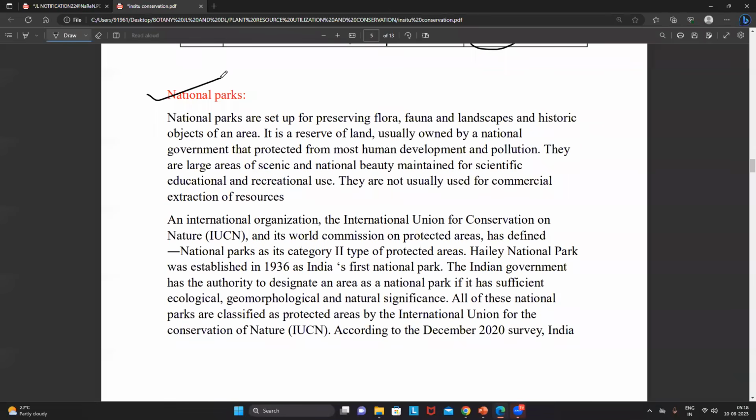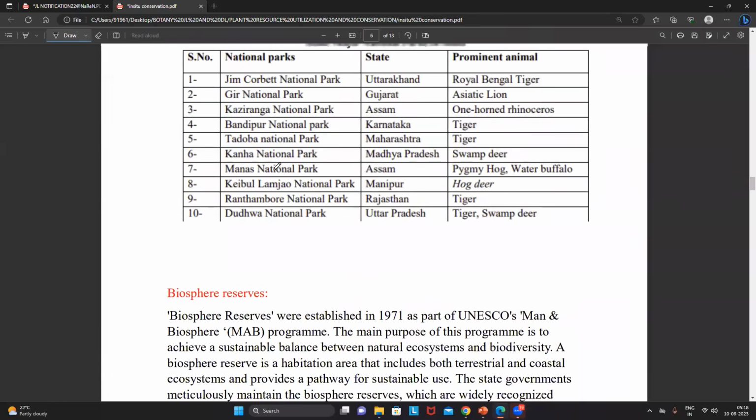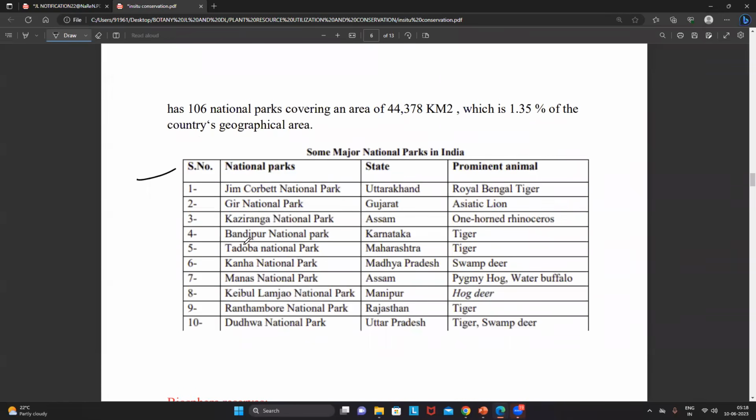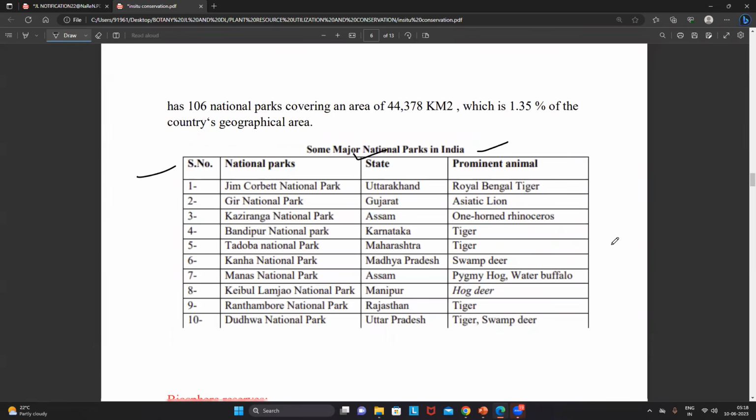Then same, national parks. What are national parks? They come under which category of IUCN? Remember, national parks come under the category of IUCN 2. And what you have to remember is this table: the top 10 national parks, which state they are located in, and the prominent animal present over there. That's all. Nothing else to be studied.